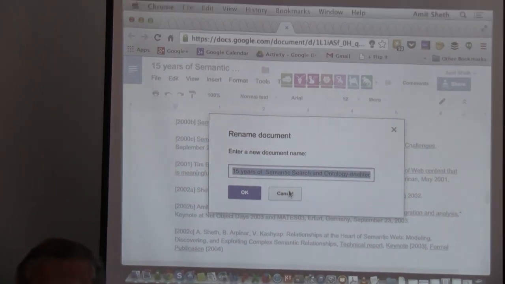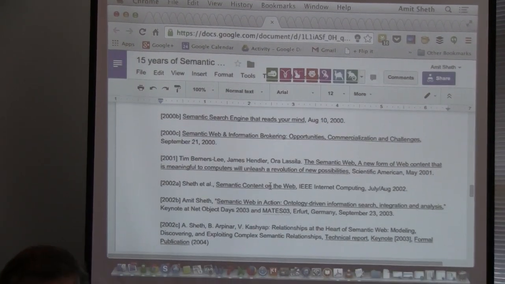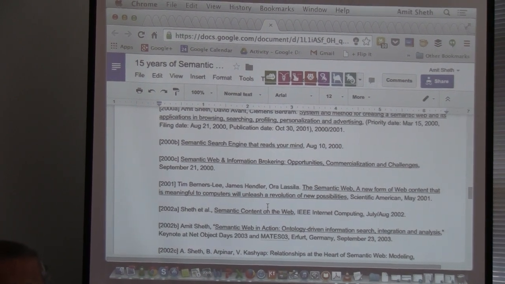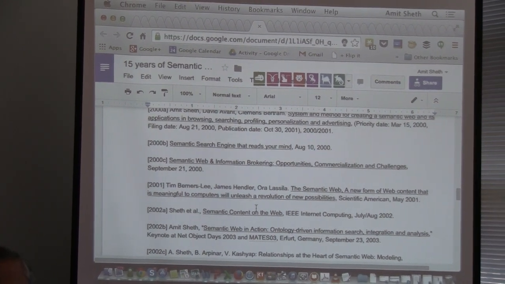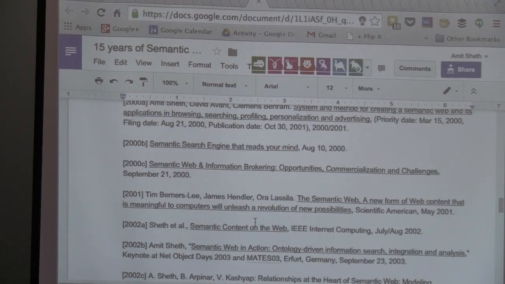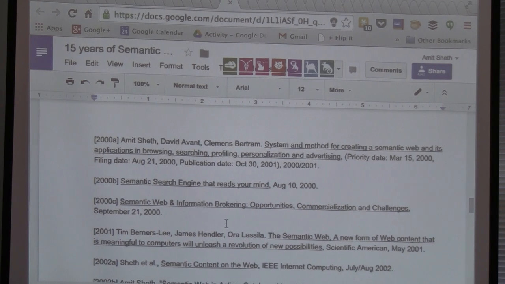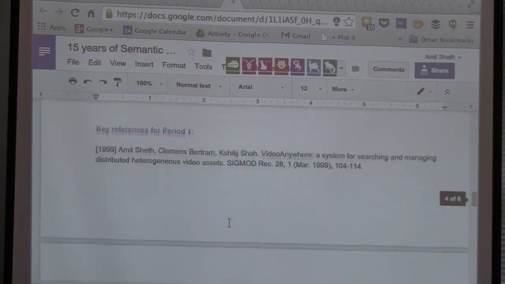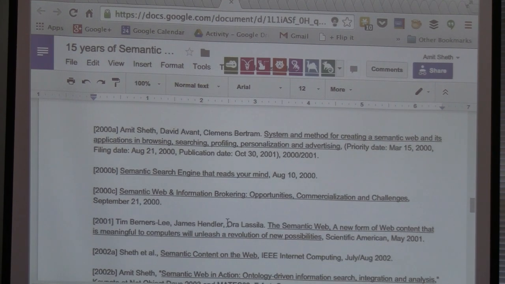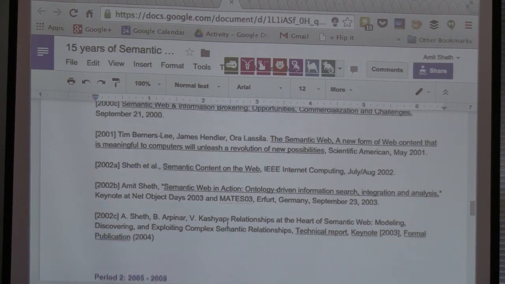Semantic search and ontology-enabled applications. Now, in the last class we talked about phase one. The term semantic web was introduced in 1999, and I talked to you about some of the work, largely the work that I had done and the company that I founded, in the 1998 time frame.